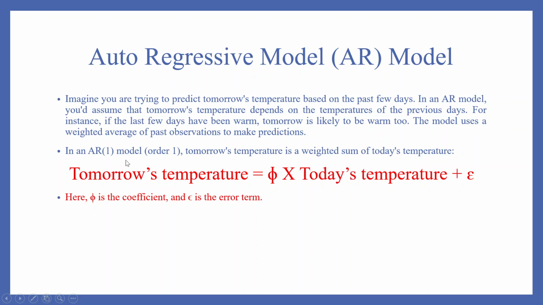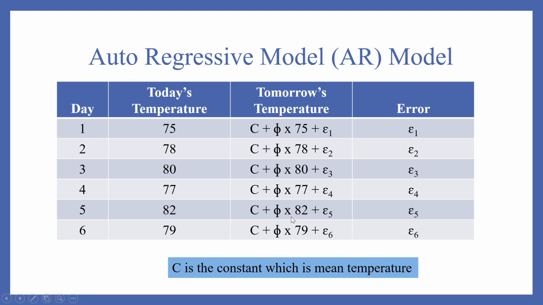In an AR(1) model, order 1, tomorrow's temperature is a weighted sum of today's temperature. So tomorrow's temperature is equal to phi into today's temperature plus epsilon, which is the error term. So here, phi is the coefficient and epsilon is the error term. Now let's talk about how we will run the autoregressive model. Given today's temperature, what will be tomorrow's temperature?